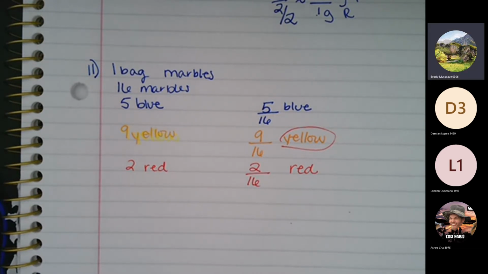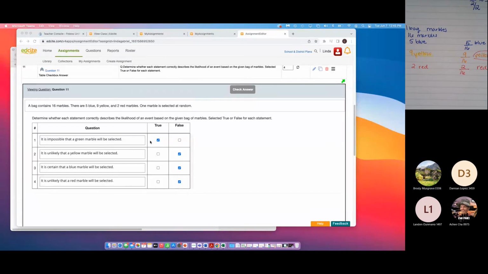We can only see your piece of paper, not the little test thingy. Oh, I'm not showing my screen anymore. Perfect. All right, here you go.